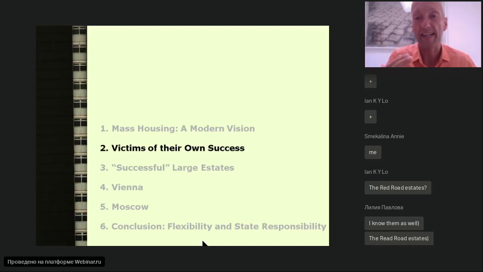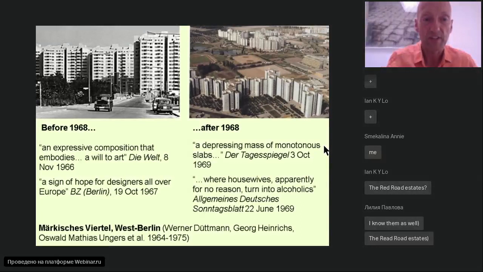And I'm not talking about Soviet propaganda or these things, but I'm also talking about a changing discourse in societies where you have more or less free speech. And one of these examples is Western Germany. This is the Märkisches Viertel, which is the largest housing estate in West Berlin. It's on the northern periphery of West Berlin, and it was built in the early 1960s.